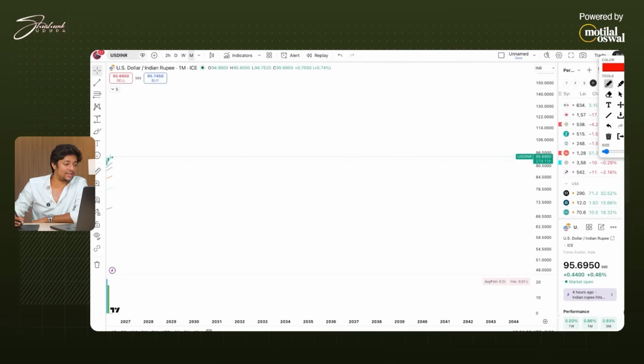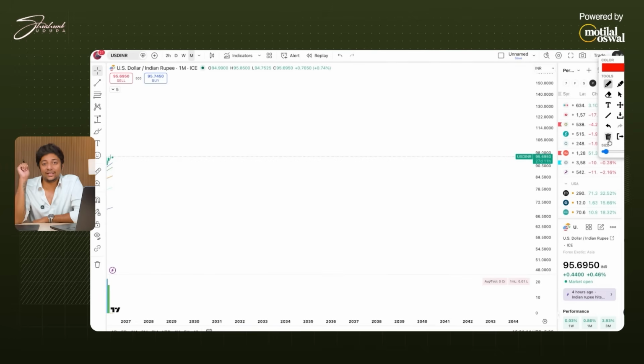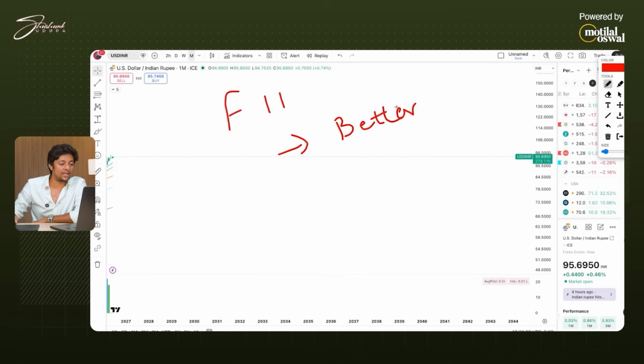Okay, the tax on LTCG is what? 12.5%. He is saying that I'm okay to sell my holdings and pay 12.5% and exit India. It has nothing to do with this 12.5%, right? Why is an FII exiting? The FII is basically exiting because there are better opportunities, okay, in other countries.